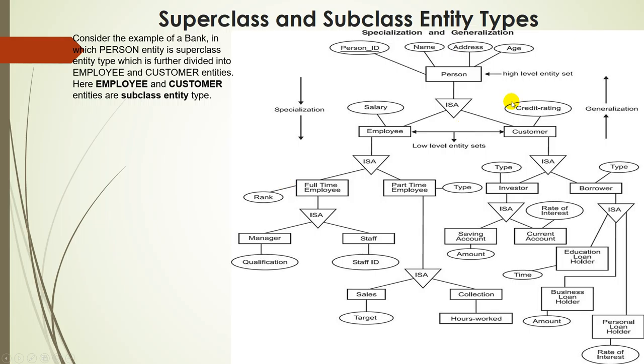In this diagram, we will talk about a bank enterprise. In a bank, we have an entity named person. A person has four items or four properties or fields: person ID, name, address, and age.